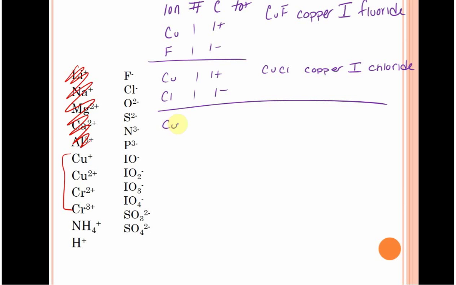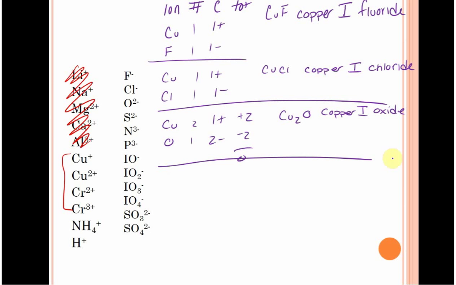Copper 1 with oxygen, 1 plus, 2 minus, need 2 and 1 to give us plus 2, minus 2, and let's let it cancel. Cu2O is copper 1 oxide. Don't get cocky, guys. This Roman numeral only indicates the charge. It does not indicate the number of coppers.